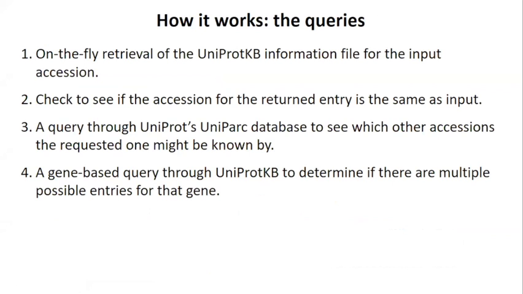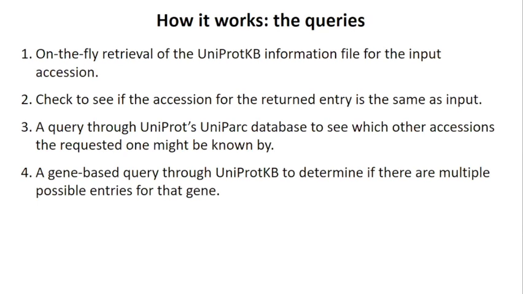So first, the term generator performs an on-the-fly retrieval of the UniProtKB information based on the input accession. Now, because UniProt has a kind of forwarding address service, a check is done to see if the accession in the returned entry is the same as input. So I mentioned before that TrEMBL entries eventually get merged into SwissProt entries. They become secondary accessions. And so if I were to query with a secondary accession, I would get returned the new accession to which it's been rolled in.